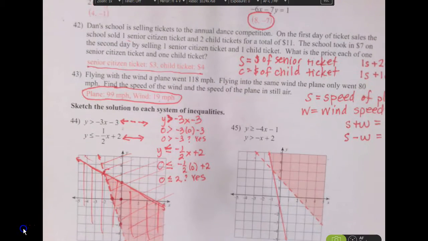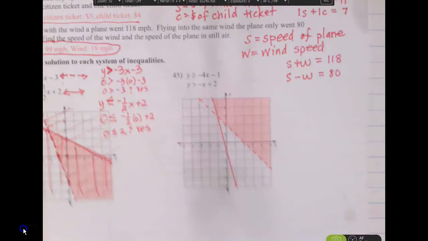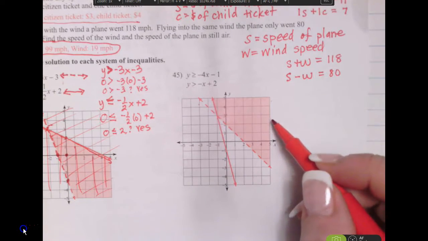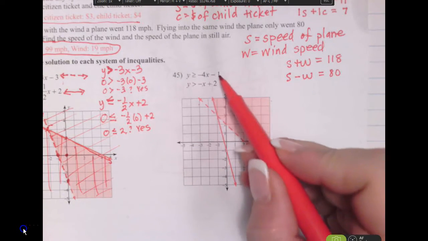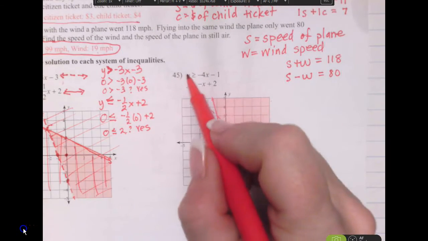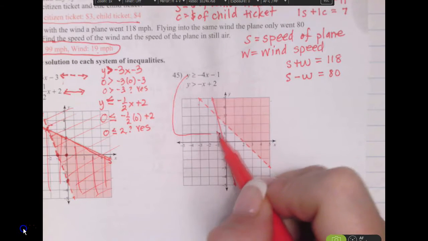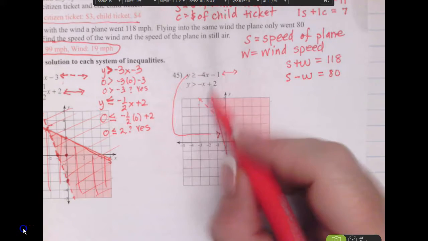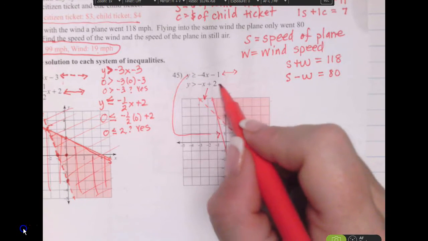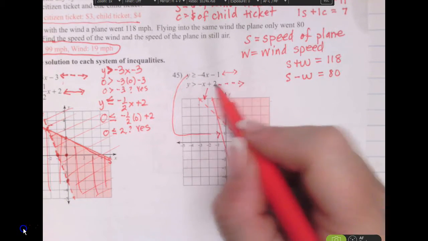And in number 45, you can take a look at the solution. So 4x minus 1, that's going to be this line right here, and it's solid. And negative x plus 2, that's this line right here, and it's dashed.